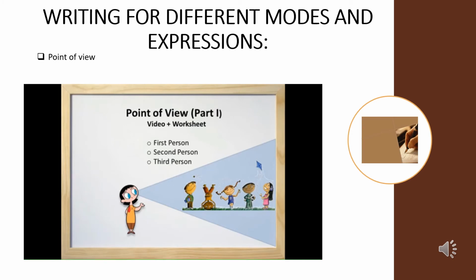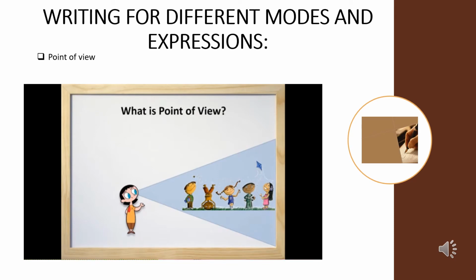Point of View Part 1, Video and Worksheet. In this video, you're going to learn about different points of view, including first person, second person, and third person point of view. While you listen to the video, use the worksheet to take notes and practice.